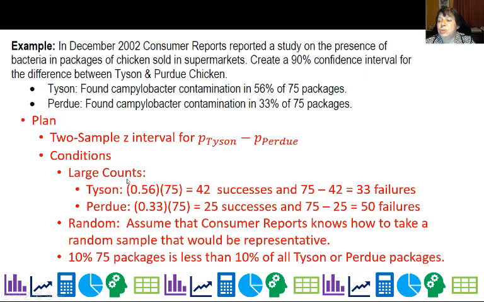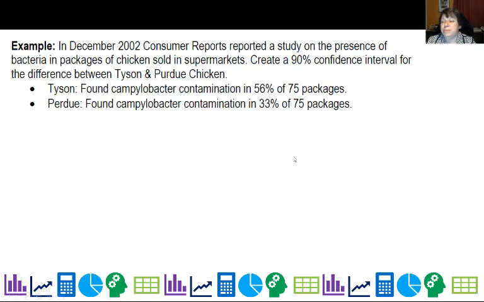Now let's check the conditions. We've got large counts. So for Tyson, I did 0.56 times 75 is 42 successes. 75 minus 42 is 33 failures. Purdue, 0.33, doing a third is 25 successes and 50 failures. For random, it's safe to assume that Consumer Reports knows how to take a random sample that would be representative. And 10% condition, 75 packages is definitely less than 10% of all Tyson or Purdue packages. Now let's go ahead and do the calculation.